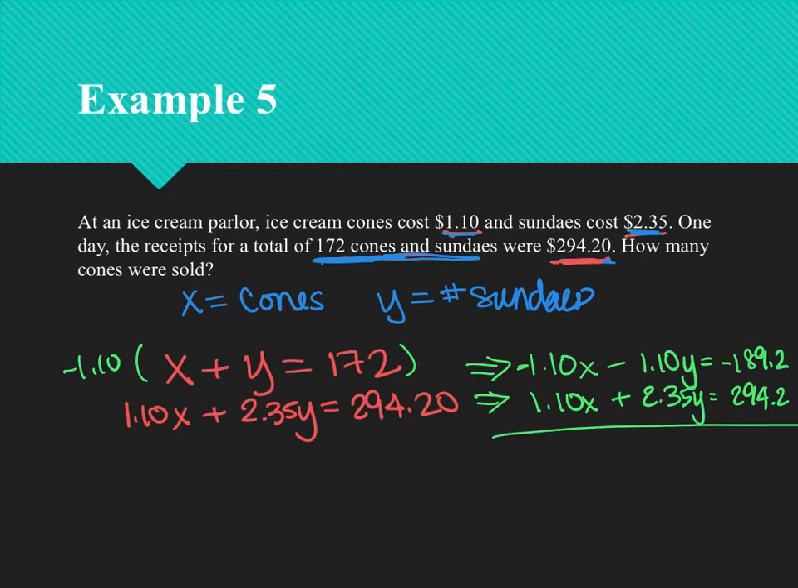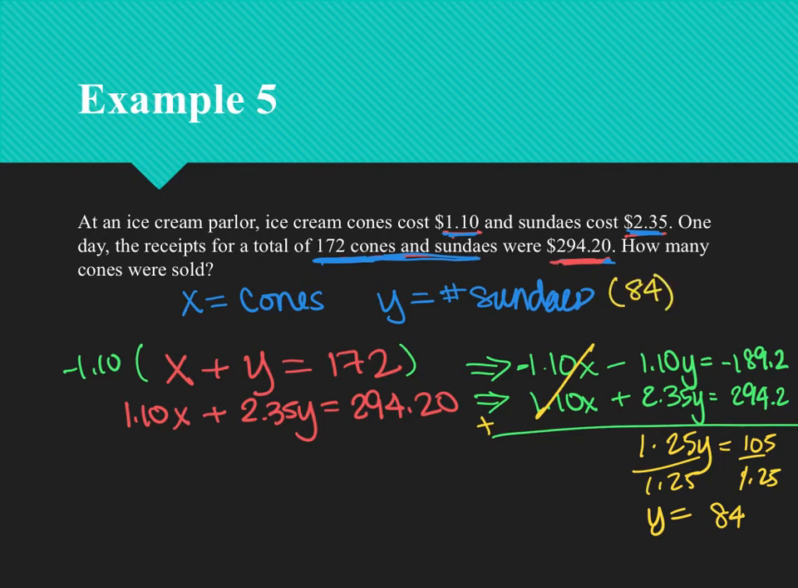Then I'm going to go ahead and add them up, and I'm going to eliminate my x values, and 2.35 minus 1.1 is going to give me 1.25y equals 105. And if I divide both sides by 1.25, I can see then that y is going to equal 84. Now, if you remember, y is my sundaes. So this tells me that I have 84 sundaes.